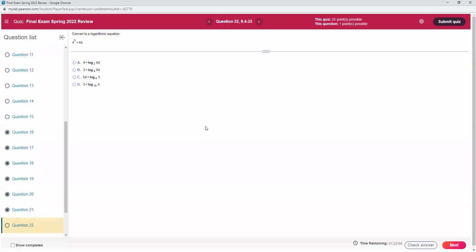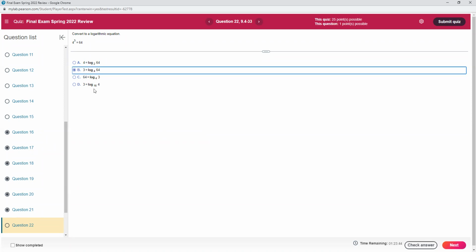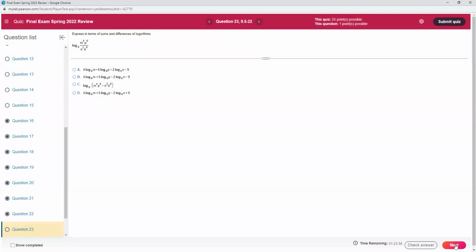We'll go back, look for that. So let's see, they're backwards. So 3 equals log base 4 of 64. I would use B. But be careful, the other ones, they just move stuff around trying to trick you, okay? All right, y'all, we check on that.